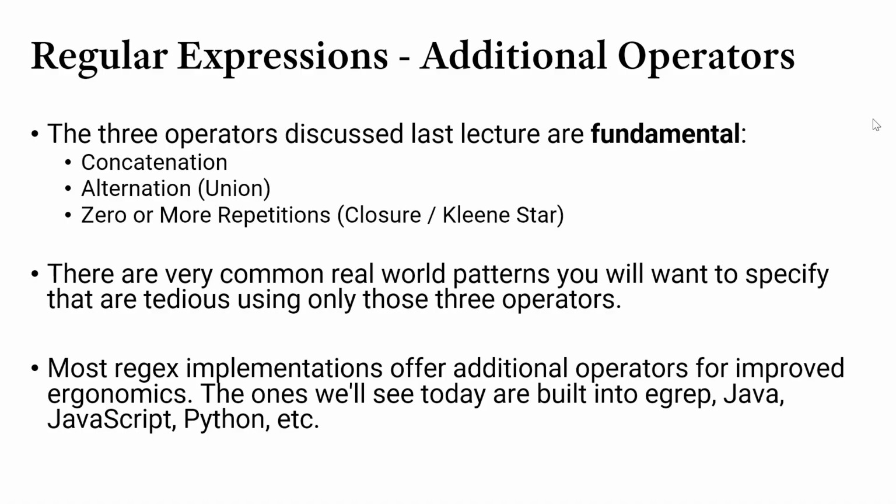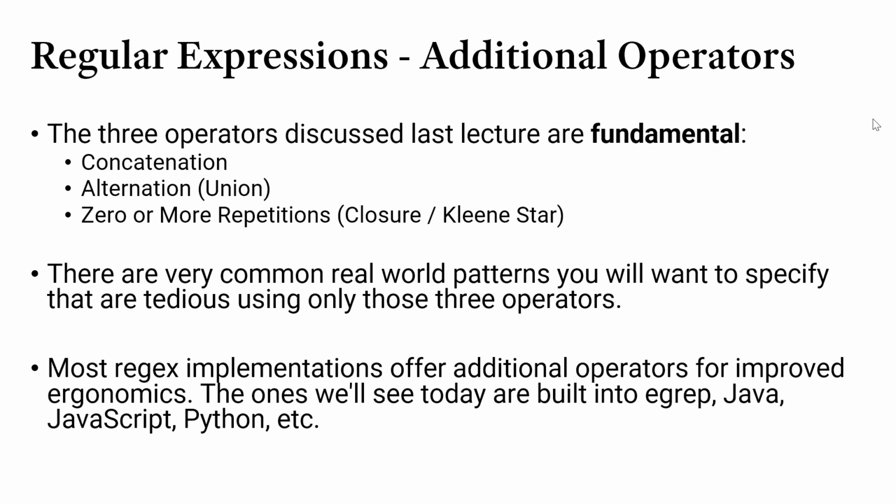The three operators we just looked at, concatenation, alternation, and zero or more repetitions, are fundamental, right? Those are the operators that make up what a regular expression fundamentally is. But it turns out there are some other patterns that can be expressed in terms of those three things. So we can think of these as sort of higher order operators that aren't necessary to the concept of regular expressions. There's nothing new we can express with what we're about to see that we couldn't express before.